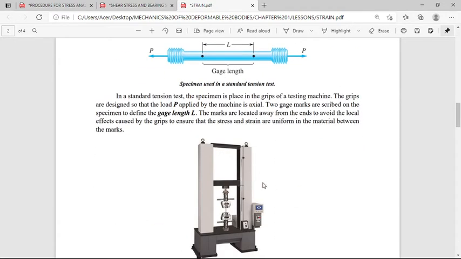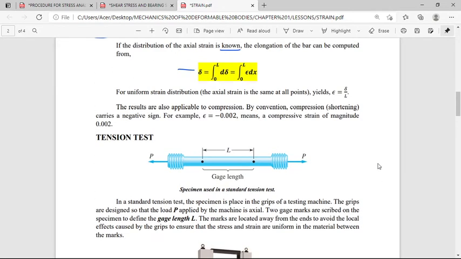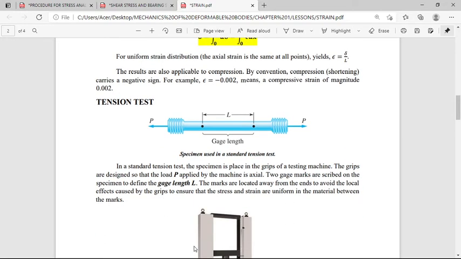After discussing what is axial strain, punta tayo kay tension test. Okay. So we'll be using this figure, no? Yung specimen used in a standard tension test. So, ano nga ba si standard tension test? Sa isang standard tension test daw, meron tayong specimen, which is represented by this figure. Yung specimen daw na yun is placed in the grips of a testing machine.